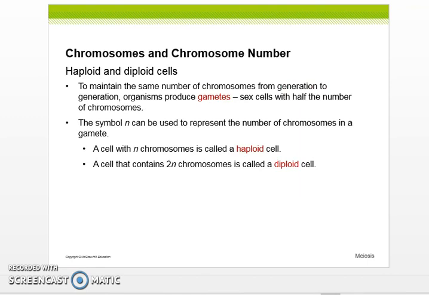Haploid and diploid cells. To maintain the same number of chromosomes from generation to generation, organisms produce gametes. What are those? Well, that's the fancy word for sex cells with half the number of chromosomes. The symbol N can be used to represent the number of chromosomes in a gamete. So a cell with N chromosomes is called a haploid cell, and a cell that contains 2 N chromosomes is called a diploid cell.